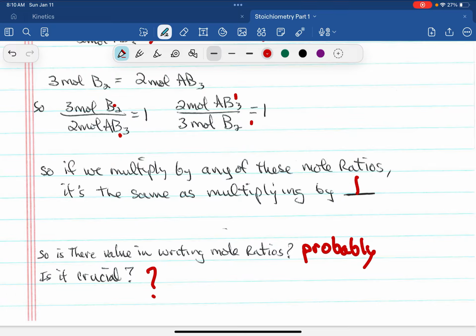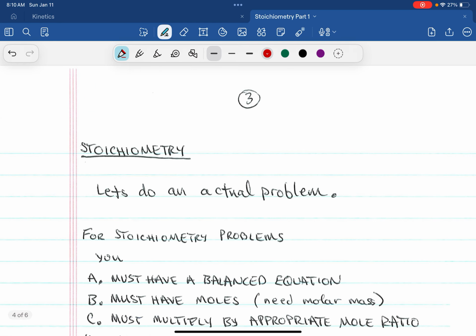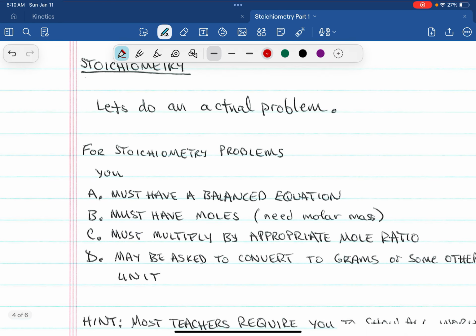You are going to use them, though, in the stoichiometry process. So, crucial for doing stoichiometry, yes. You're not doing stoichiometry if you're not using the mole ratio. I can't say that emphatically enough. So, let's do an actual problem.